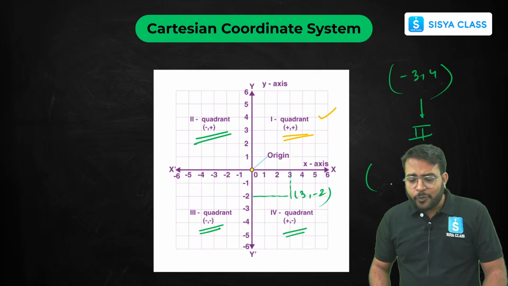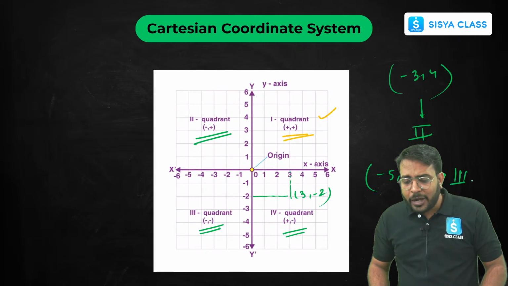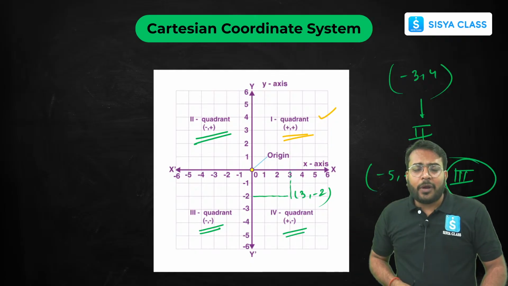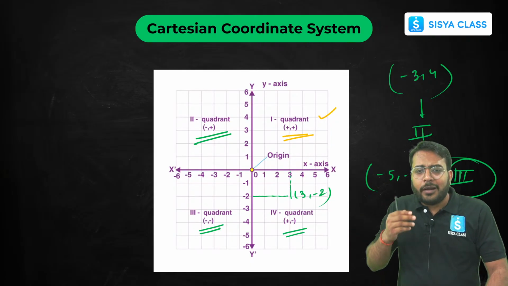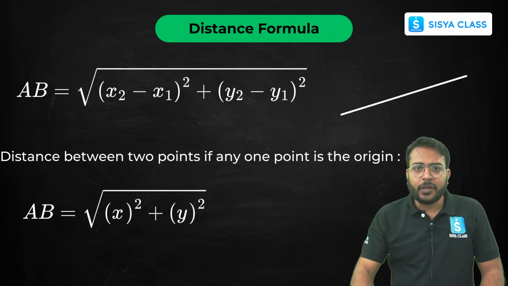Suppose I have the point (-5, -6). This point lies in the third quadrant. By looking at the coordinates itself, you can identify in which quadrant the point lies. Understood?